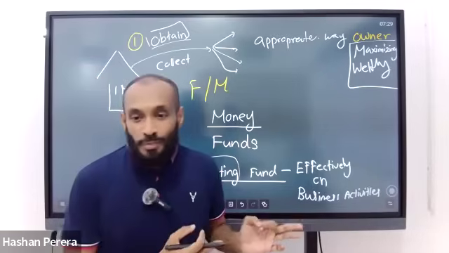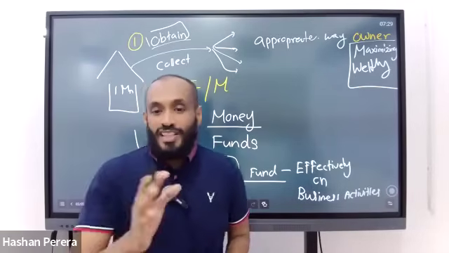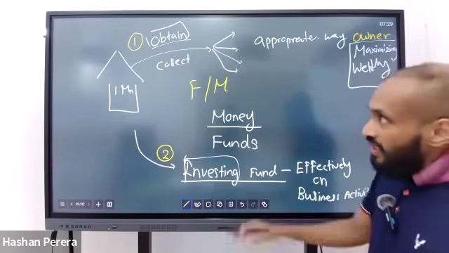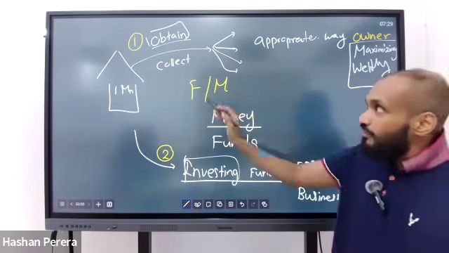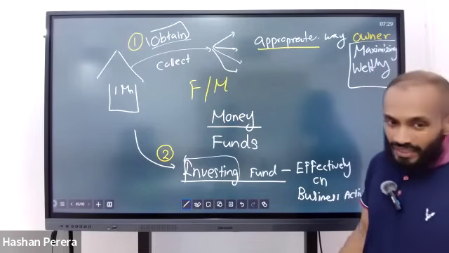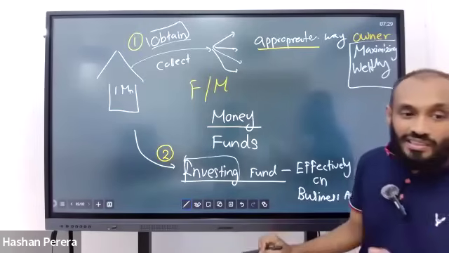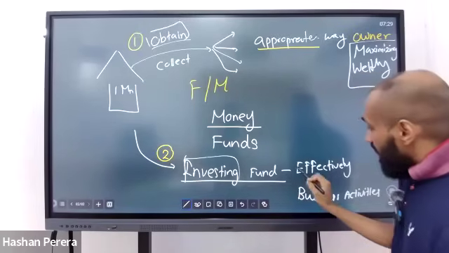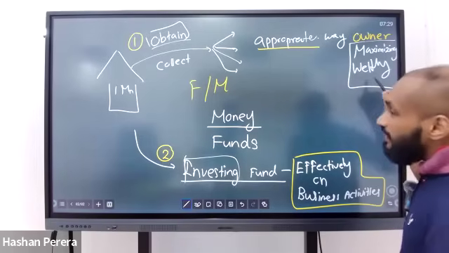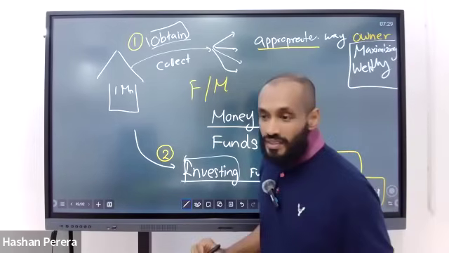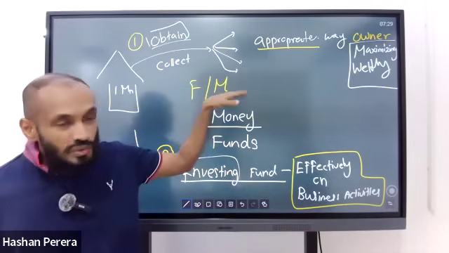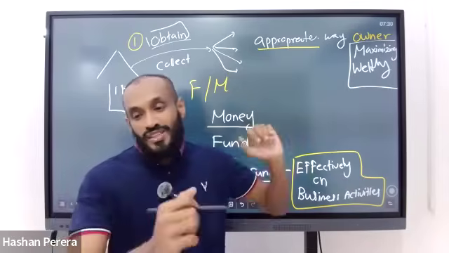Once you include all these 3 points into your definition, that is the definition for financial management. Understood? How to define that, don't worry. Financial management is the process of obtaining funds from appropriate ways. Clear? And investing those funds effectively on business activities to increase or to maximize owner's wealth. All management related activities that are relevant to these things is what you know as financial management.